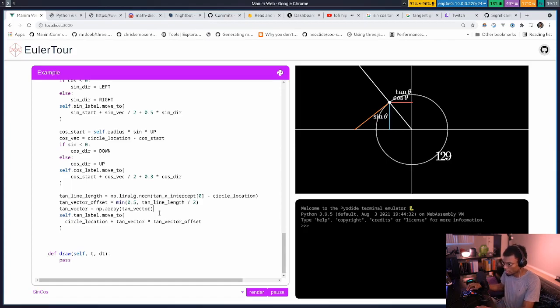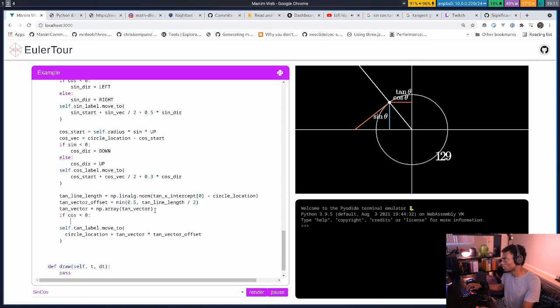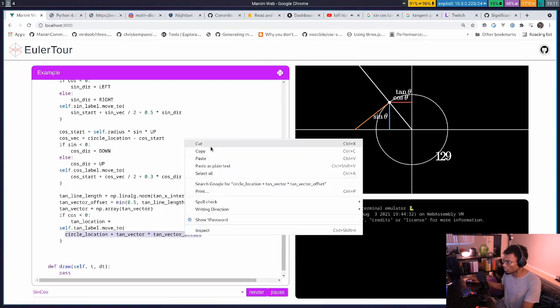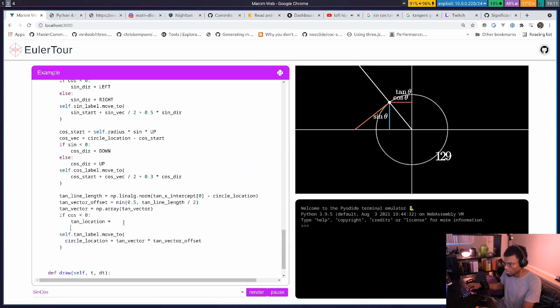I think all I have to do is say something like this. If that cosine is negative, then the tangent location, well, it won't be this. Hold on. So it'll be an else condition. That indented really weird. Here the tan location will be this.